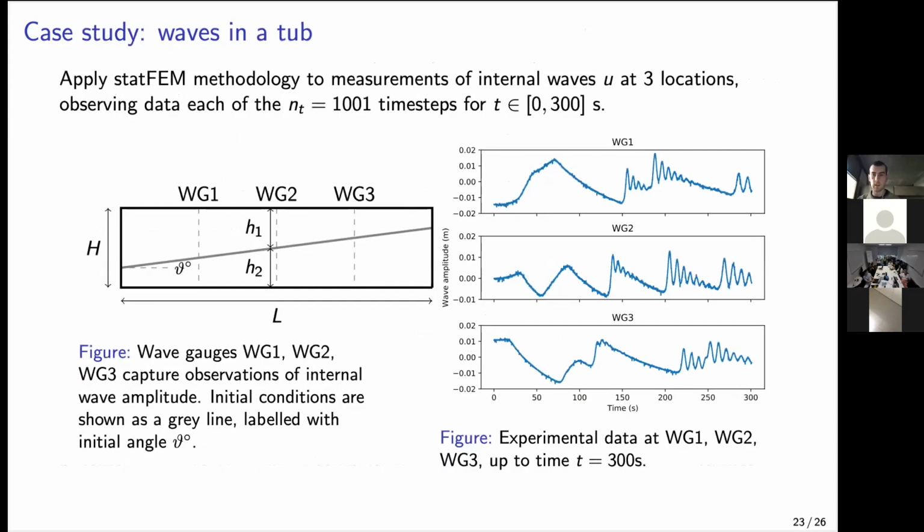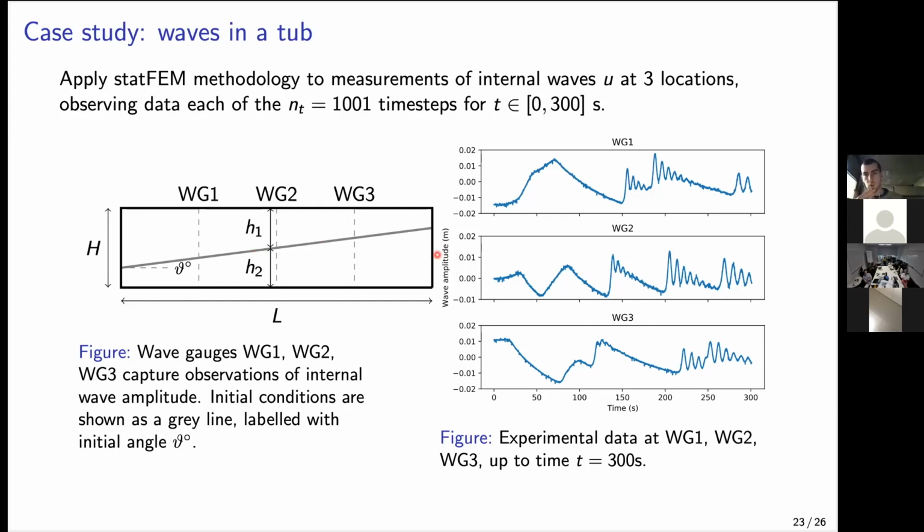So a case study that I looked at in my paper was applying the statFEM methodology to the measurements of internal waves, which are solved by the KdV equation, observing data at 1,000 time steps at each of these three locations here. So what we have is waves propagating inside of this tank in this two-layer system, where we have the waves as shown. The initial condition is this gray line here, and the waves sort of vary about the mean like that.